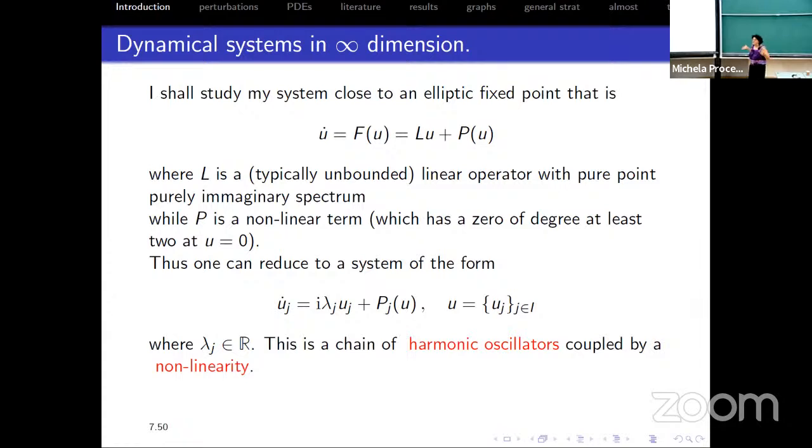And I could play this game not only for tori, but for more complicated manifolds or different equations. The only thing that I really need is some good information on the eigenfunctions of this linear part, because I want to compute this nonlinear part rather explicitly in the basis of the eigenfunctions. So this is not a completely trivial question to deal with.